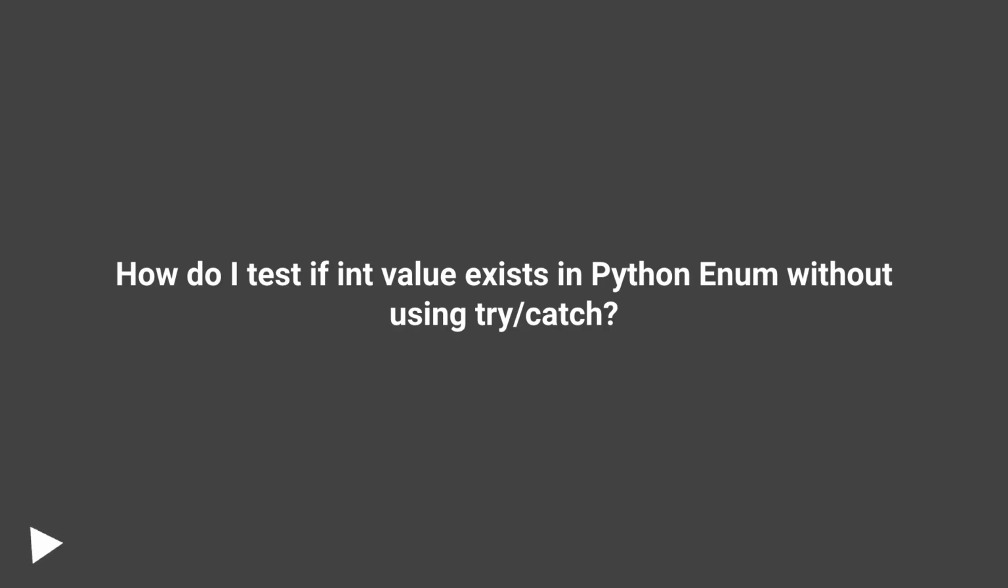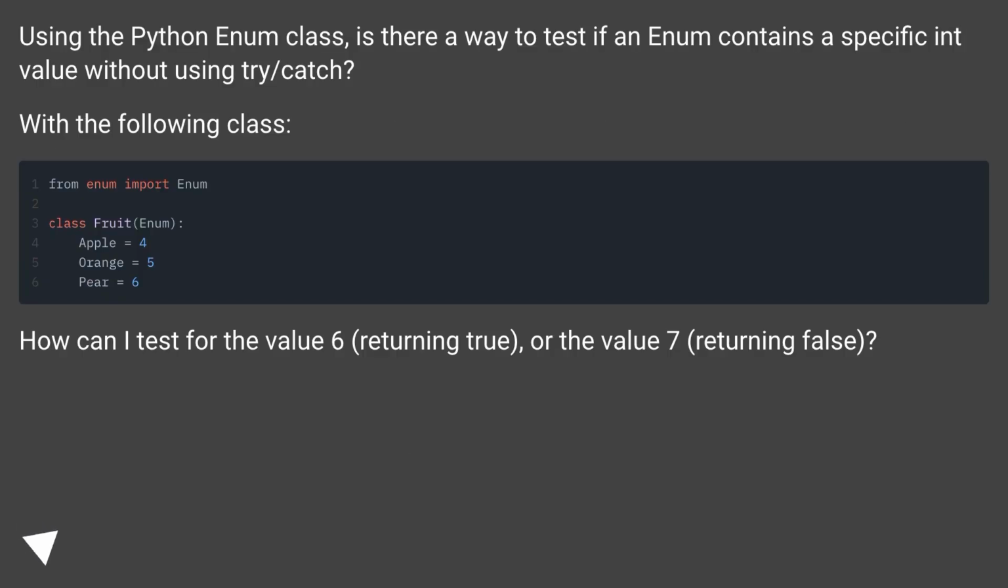How do I test if an int value exists in a Python Enum without using try/catch? Using the Python Enum plus, is there a way to test if an enum contains a specific int value without using try/catch? With the following plus. How can I test for the value 6, returning true, or the value 7, returning false?